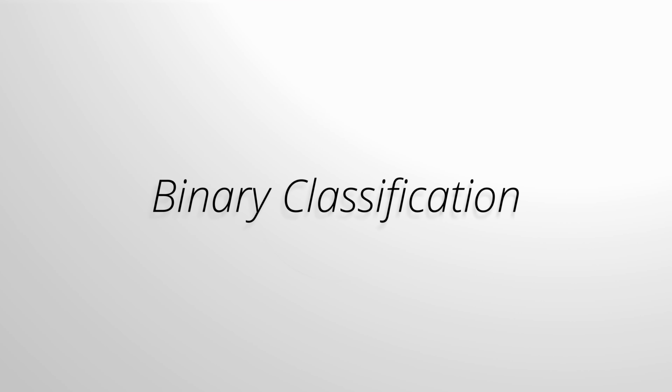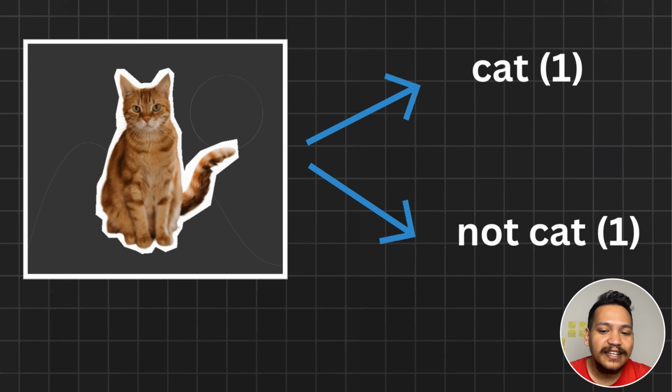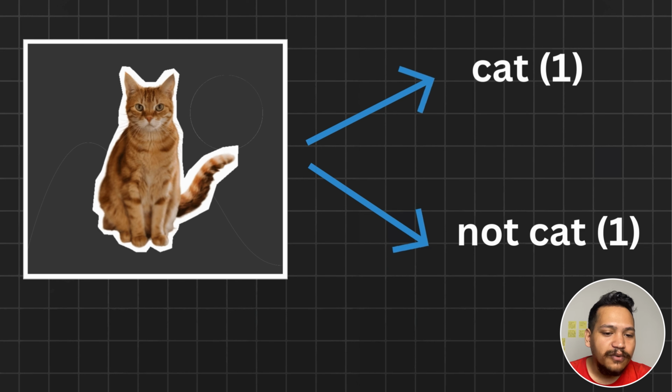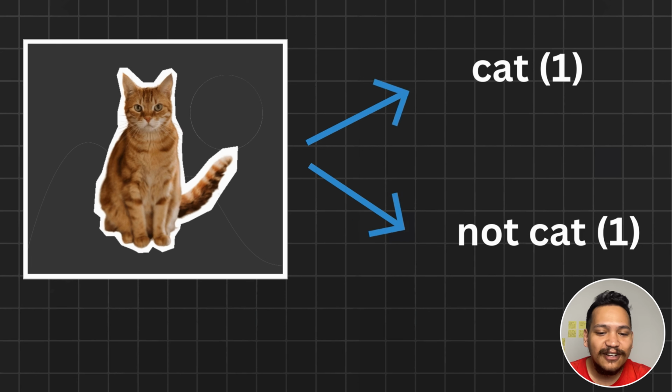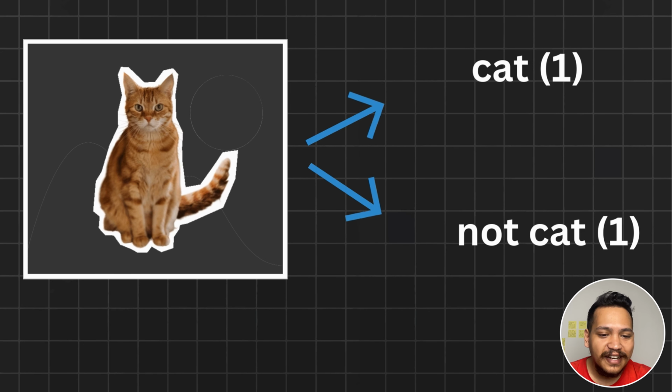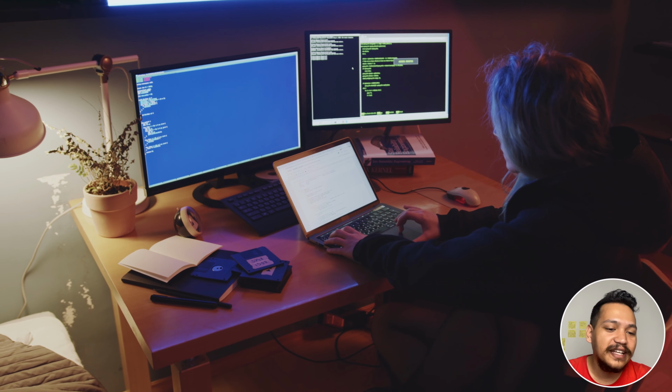So what exactly is binary classification? Well, it's a task where we classify data into one of two categories. For example, given an image, we might want to classify it either as a cat or not a cat. Sounds simple, right? But there's a lot of fascinating math and coding behind the scenes to make this work.